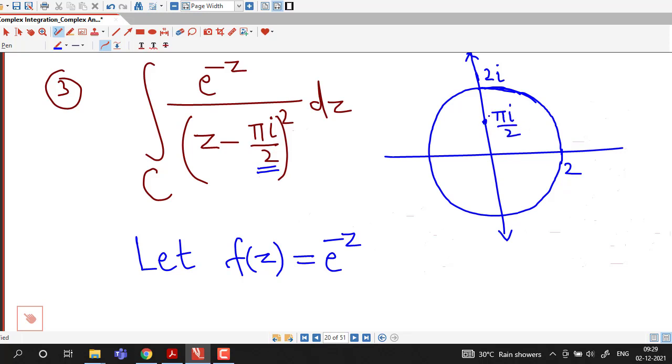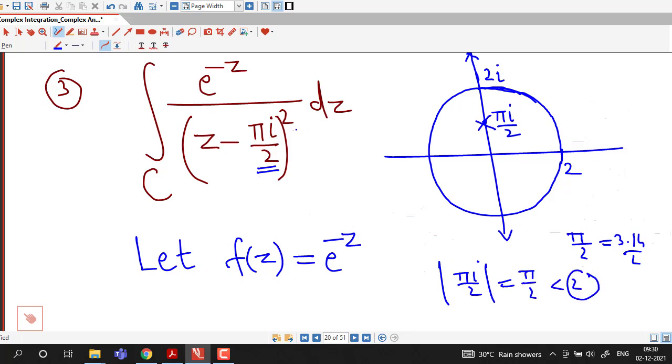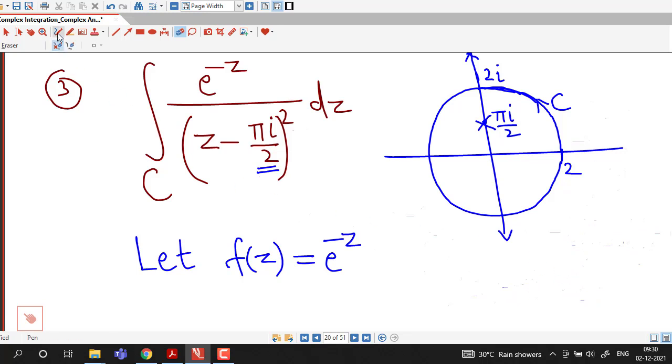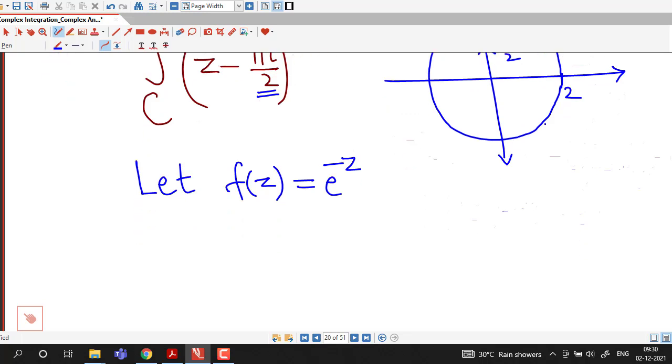We are not sure about the location, that we can find out by considering pi by 2 equal to 3.14 by 2. But what we are interested in is that pi i by 2 has modulus pi by 2, and it is less than 2. That means it is interior to this simple closed contour C. So we are interested in whether pi i by 2 lies inside C or not. So pi i by 2 lies inside this simple closed contour C, and this f of z equal to e raised to minus z is analytic everywhere inside and on this simple closed contour C.